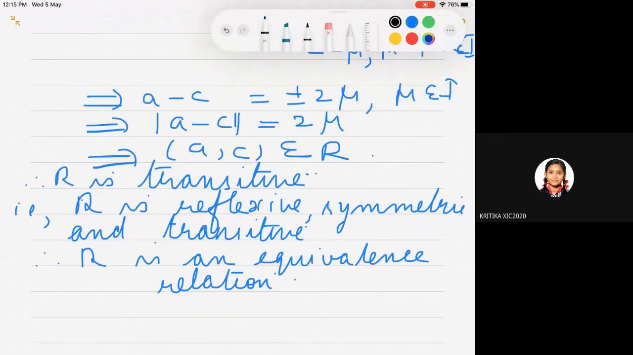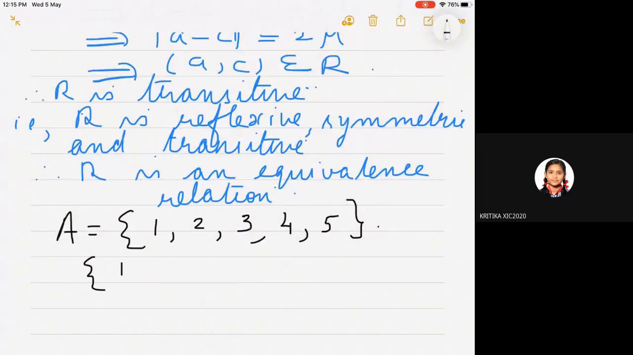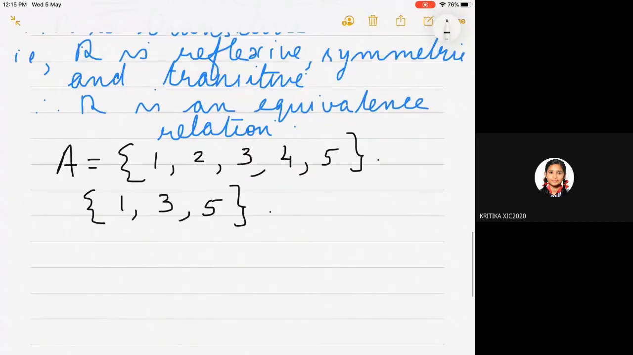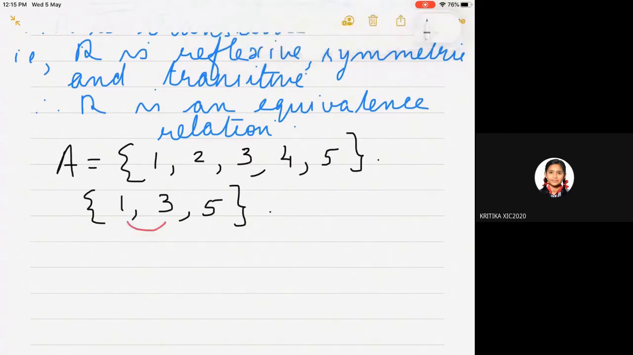You have the mother set as A equal to the set {1, 2, 3, 4, 5}. And the other part given is that the elements of the set {1, 3, 5} are related to each other. That means what you need to show? You have to show that 1 is related to 3. How do we show that 1 is related to 3 and 1 is related to 5?